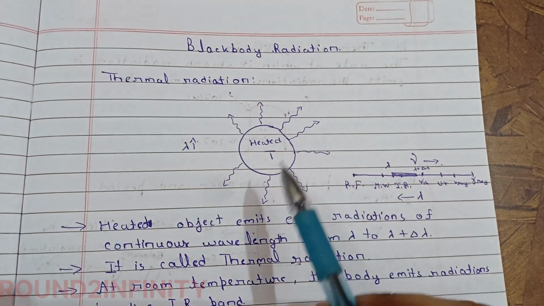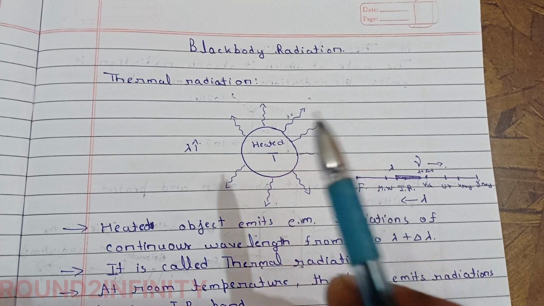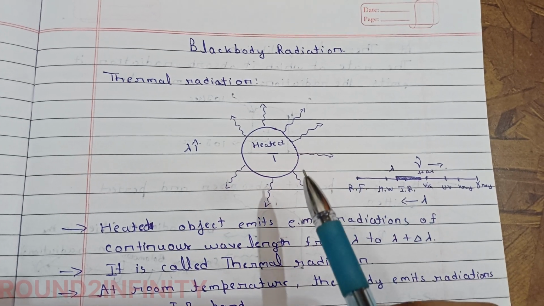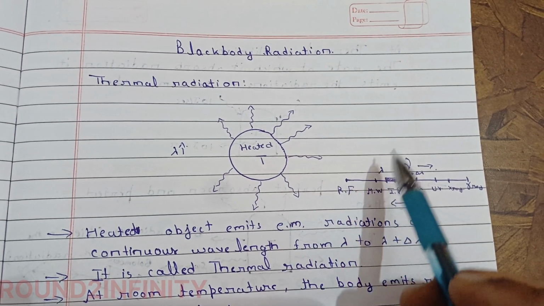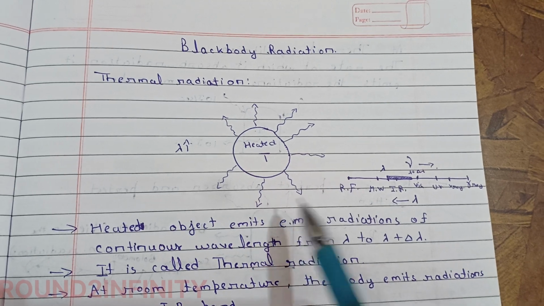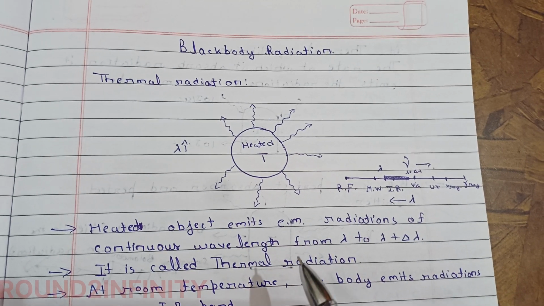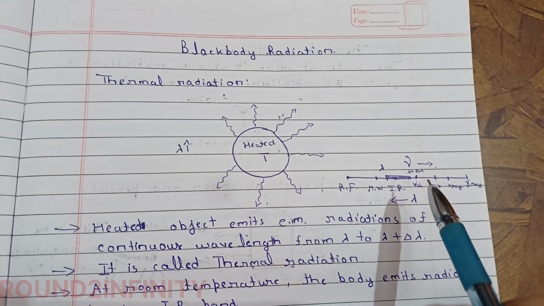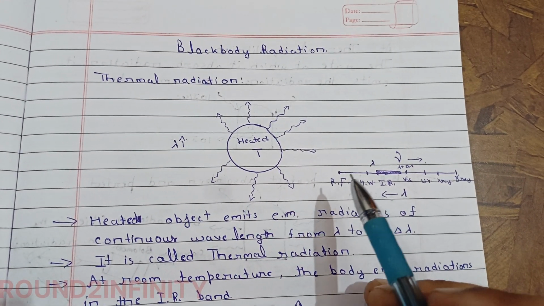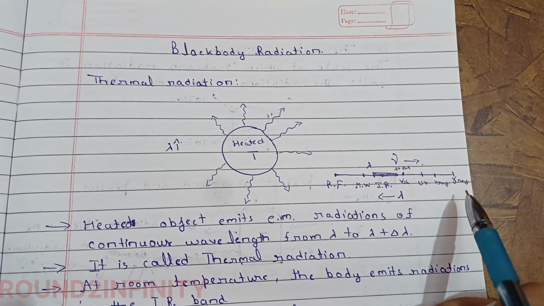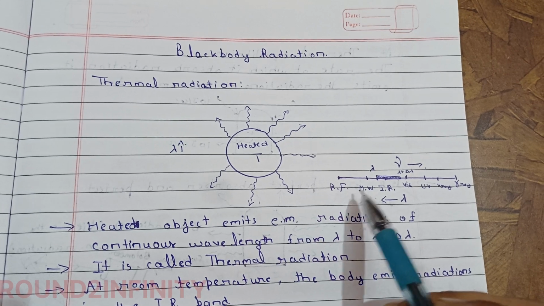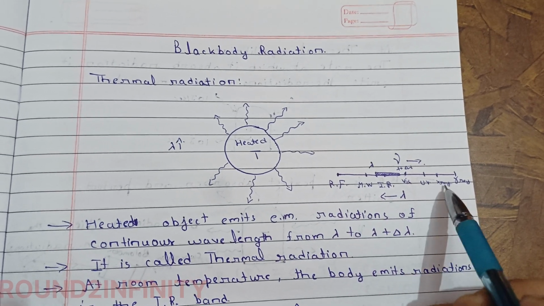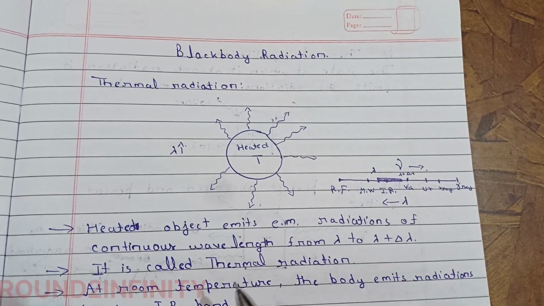Meaning if you see the radiation by any method or experiment, then you will find a proper spectrum of radiations from lambda to lambda plus delta lambda. That can lie in any region of the spectrum. We know about the electromagnetic spectrum that lies from the radio frequency to the gamma ray: radio frequency, microwave, then infrared, then visible region, ultraviolet, X-ray, gamma ray. So it can lie in any region.